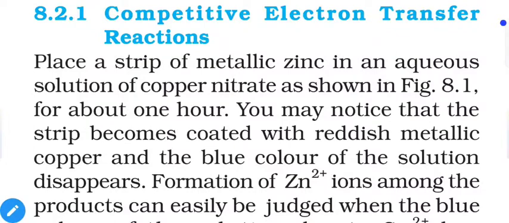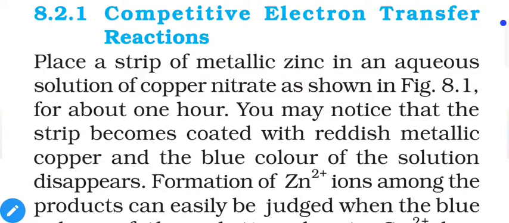Hello students, so today we are going to discuss competitive electron transfer. We already discussed what electron transfer is. When any reactant loses electrons, its oxidation state increases and it is called an oxidation reaction. When any reactant gains electrons, its oxidation state decreases and it is called reduction. So by this electron transfer we can get a redox reaction.